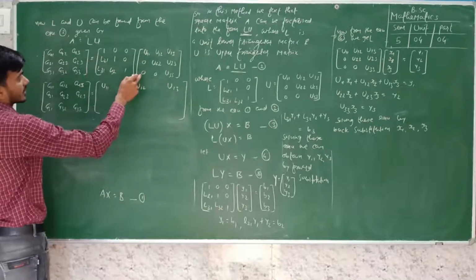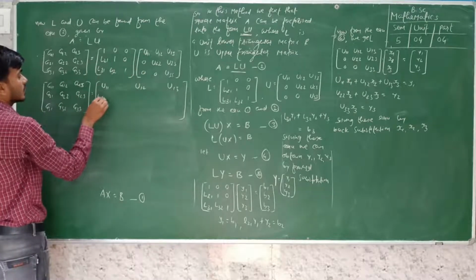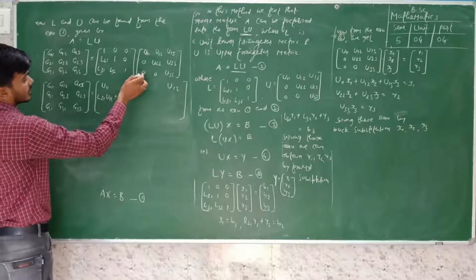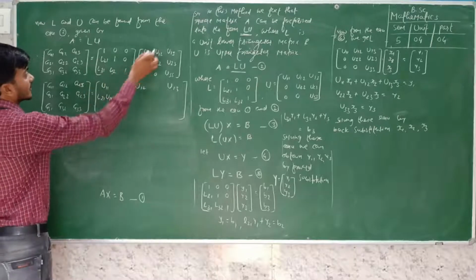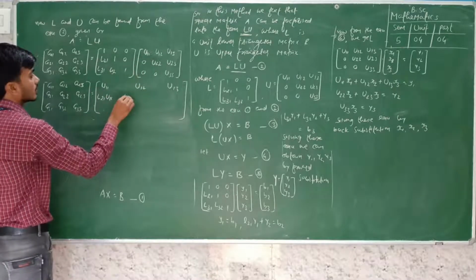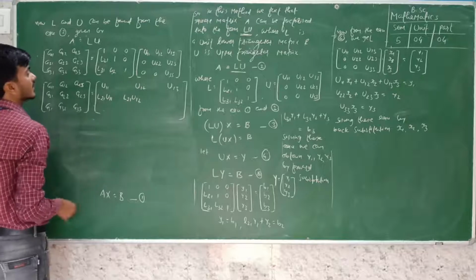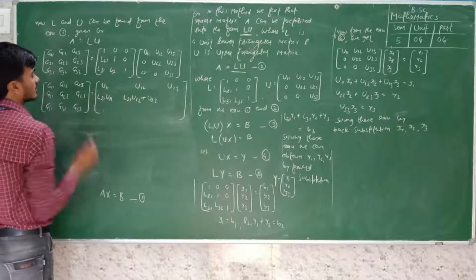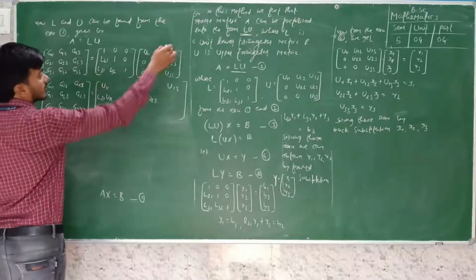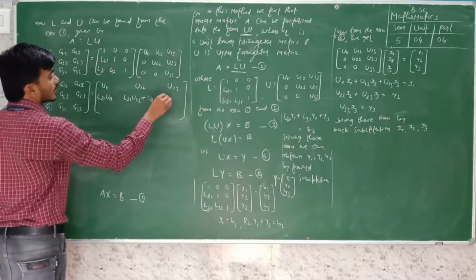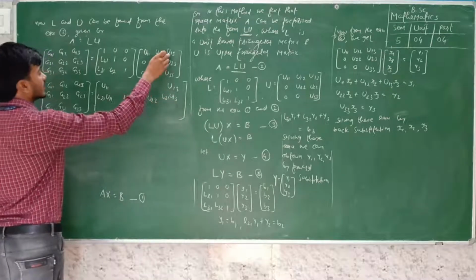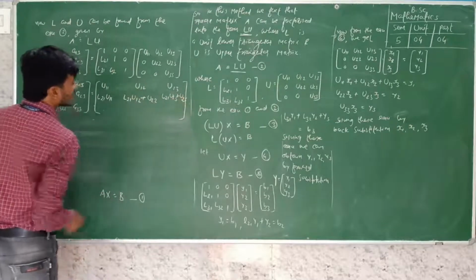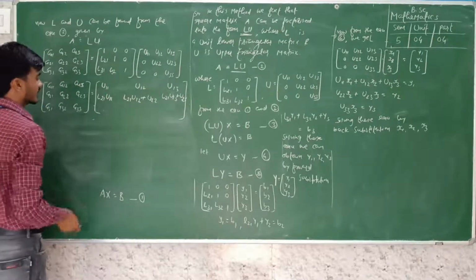Second row and first column: L21 into U11 plus 1 into 0, 0 into 0, 0. Second row and second column: L21 into U12 plus 1 into U22 plus 0 into 0, 0. Second row and third column: L21 into U13 plus 1 into U23, so U23 plus 0 into U33, 0.